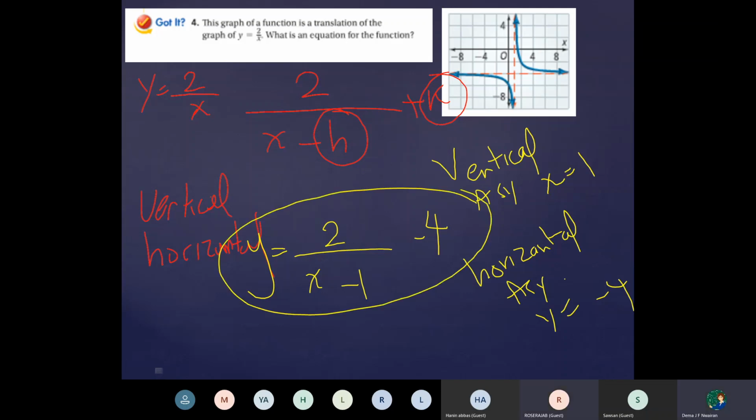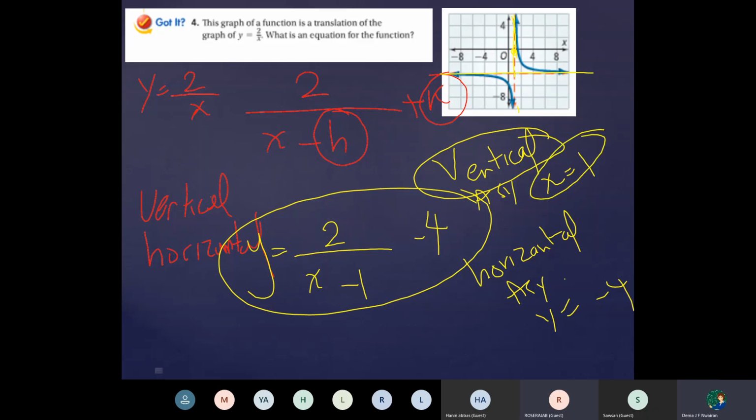Teacher, I get confused in finding the vertical asymptote and horizontal asymptote in this graph. Okay, see here. What is the meaning of vertical? Is it this line or that line? Where is the vertical here? Okay, so at x equals what? Look at this line now. At which point does it intercept x? One. So it's x equals 1.